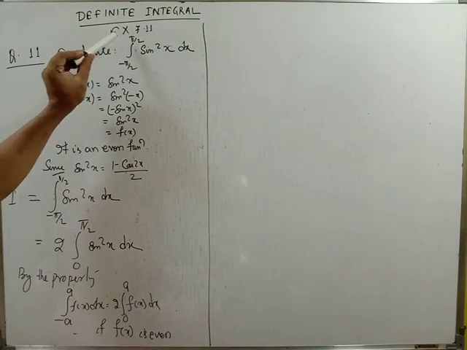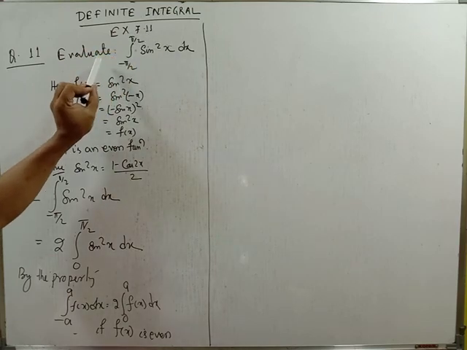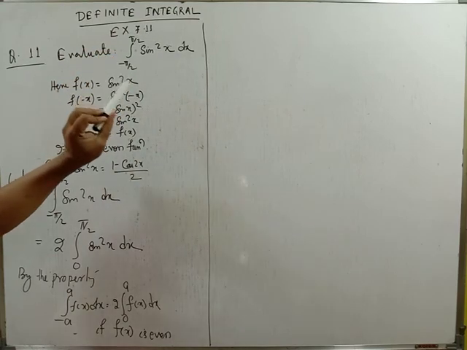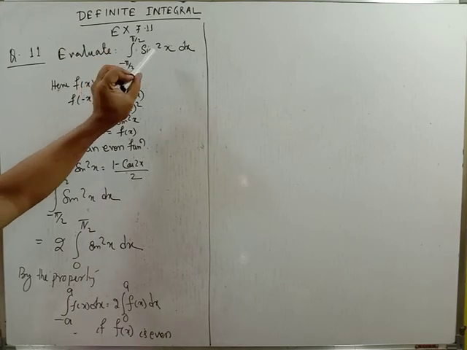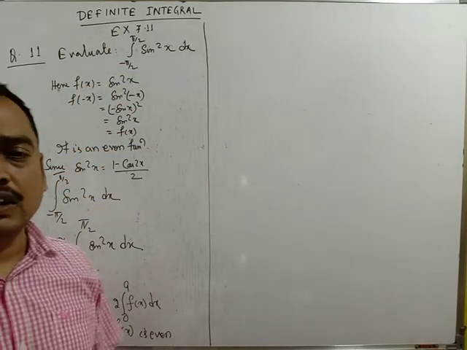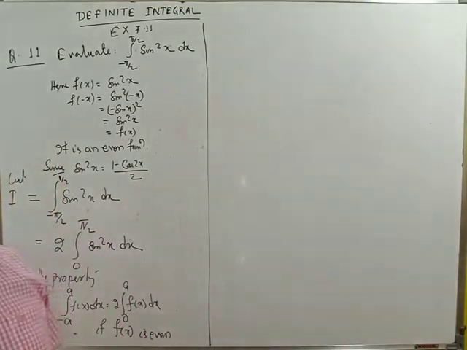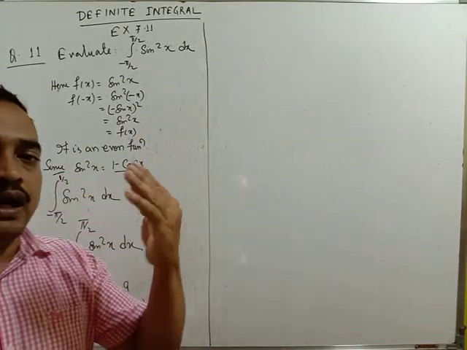Here, your exercise 7.11, question number 11. Evaluate the integral from minus pi by 2 to pi by 2 of sine square x dx. So this is the question given. What property will we apply here?